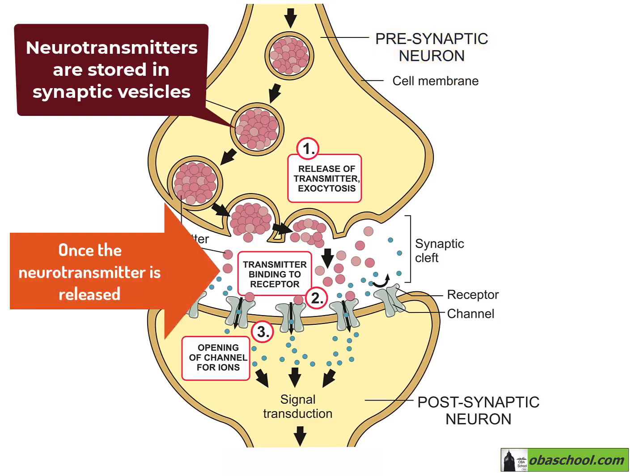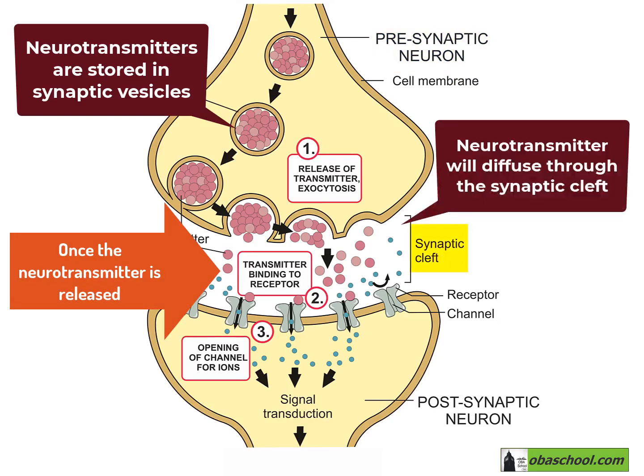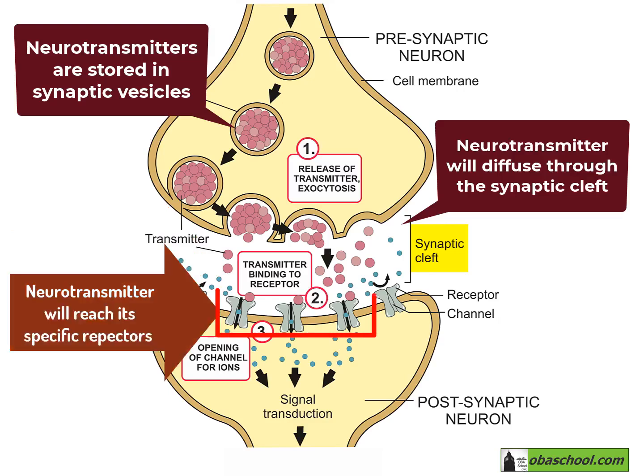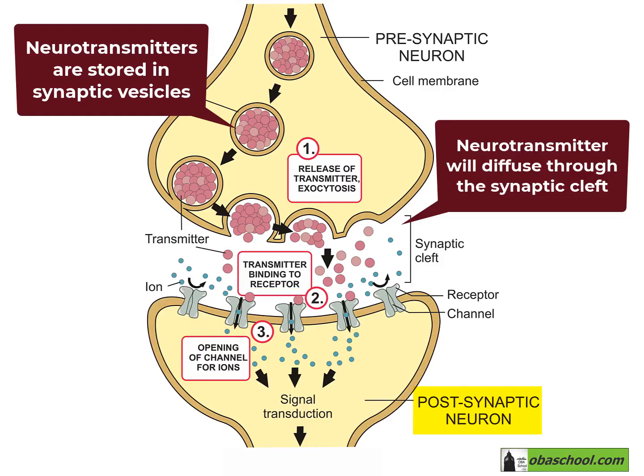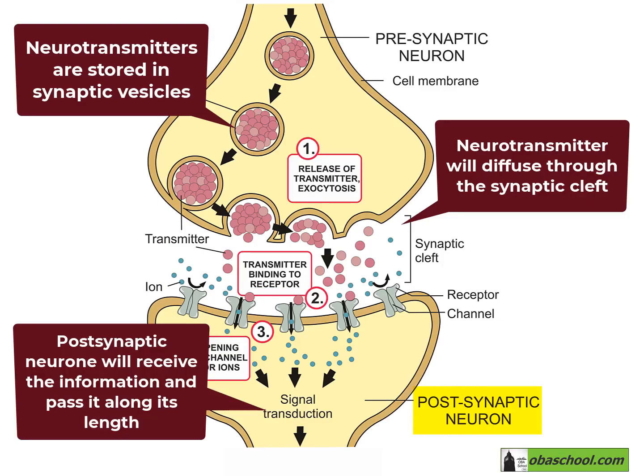Once the neurotransmitter is released from the vesicles, it will diffuse across the synaptic cleft in order to reach its specific receptors that are found on the membrane of the postsynaptic neuron. Then, the postsynaptic neuron will receive the information and pass it along its length.